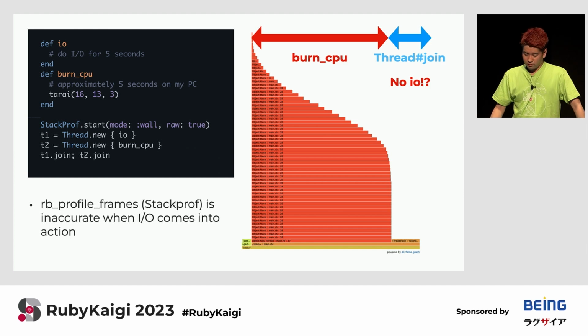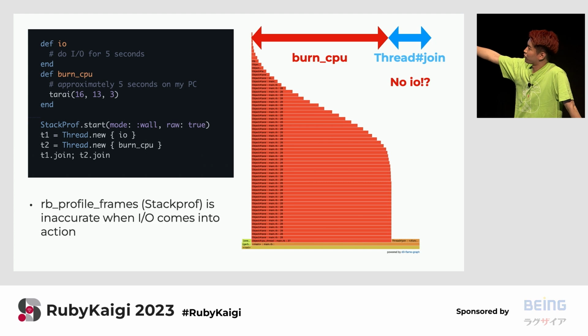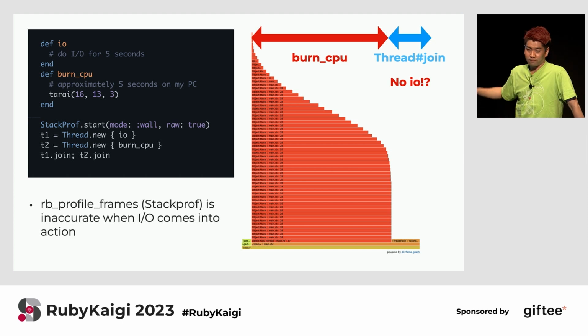How come? It doesn't even show any I/O. The red part is burn CPU. I think that's pretty much accurate. It's recursing a lot. And the rightmost part is actually thread join, the bottom line. So we're really seeing no I/O.